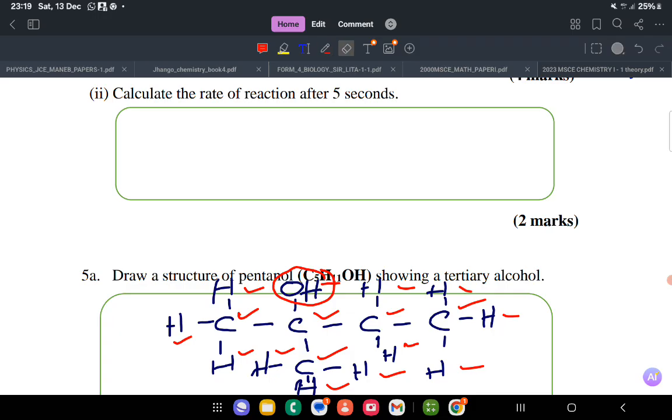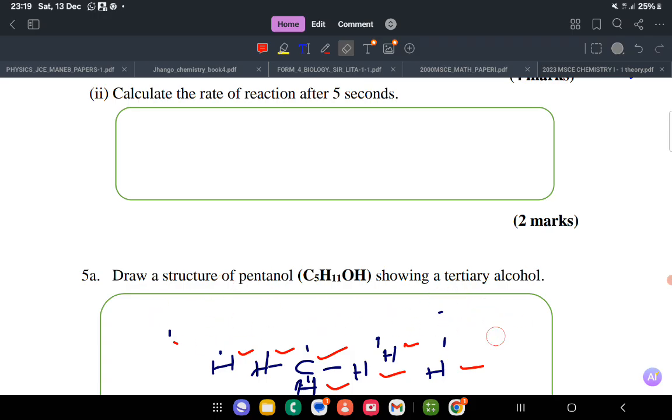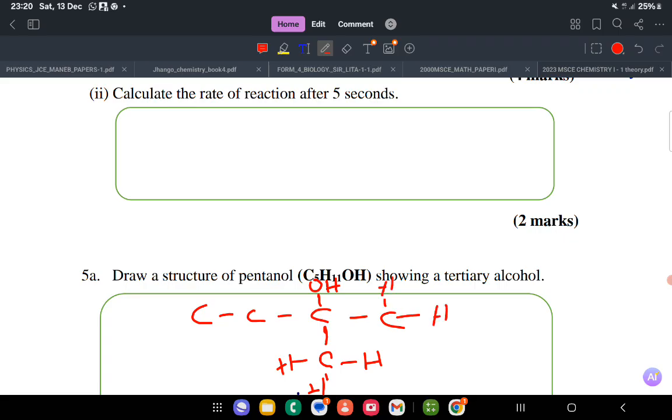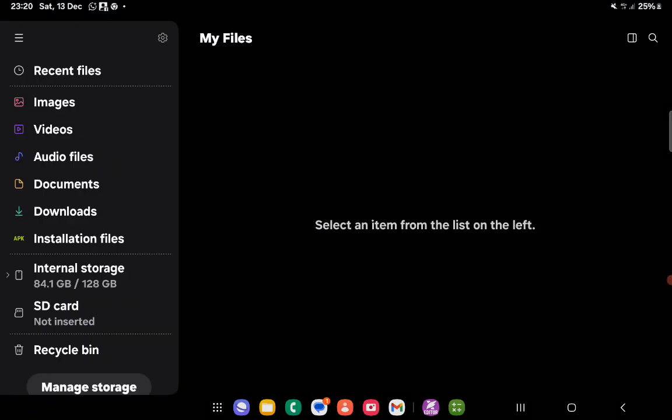All right, so let me redraw this one properly so that you can easily follow. Don't violate the numbers. So we have C, C, C, C. You can put even a branch, you can put it here. Okay, you can put it there. So we have this one. The OH must come somewhere there. Then we have H, H, H, H, H.